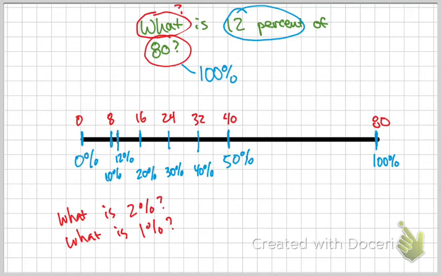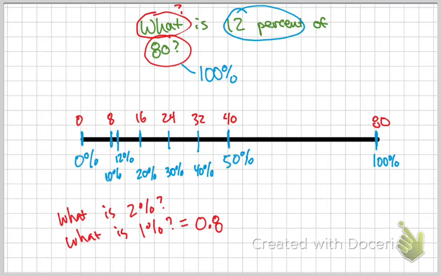In this case, I'm going to start with what is 1%. And I'm going to do that by essentially practicing the same thing that we did before. If I imagine that 10% is 8, I could divide that up into 10 equal parts to figure out what 1% was. So all I need to do is 8 divided by 10, and that will tell me that 1% is equal to 0.8.